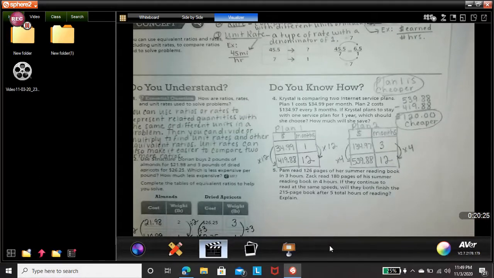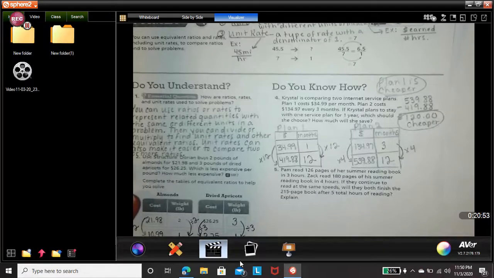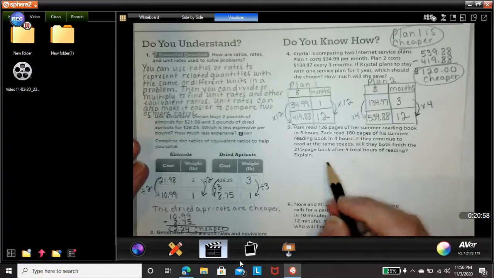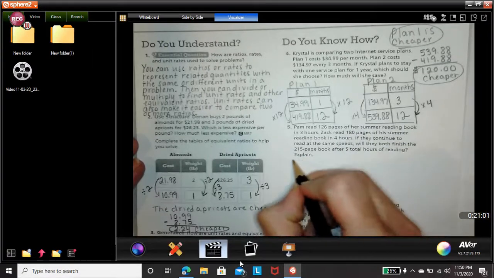It says that Pam reads 126 pages of her summer reading book in 3 hours. Zach read 180 pages of his summer reading book in 4 hours. If they continue to read at the same speeds, will they both finish the 215-page book after 5 total hours of reading? Explain. Now, we're not comparing service plans, we're comparing the reading rates of 2 different students. So we'll organize our space by student. We'll start with Pam.